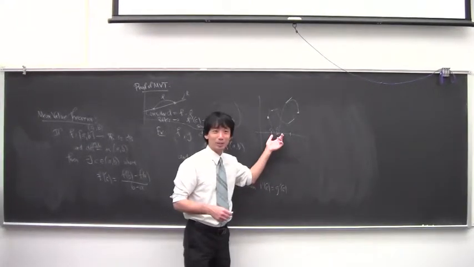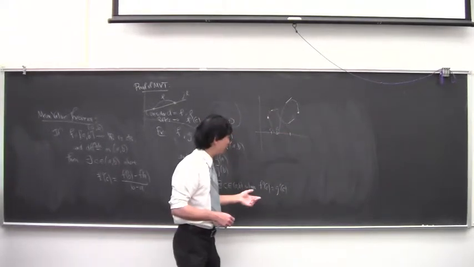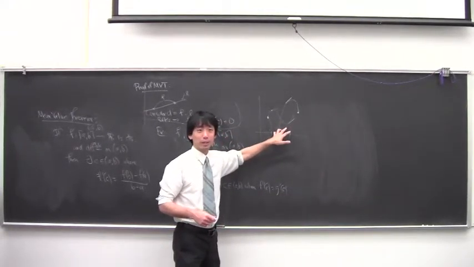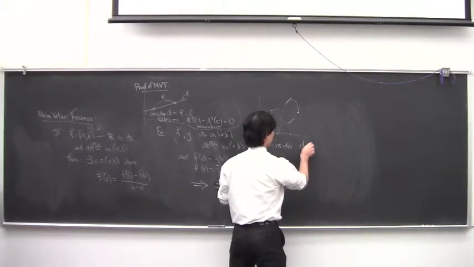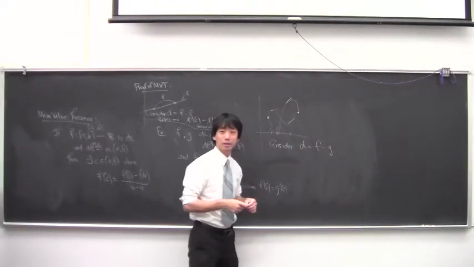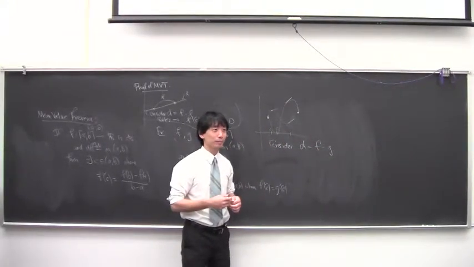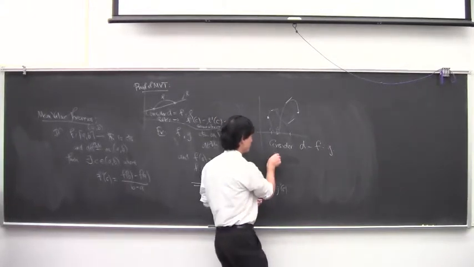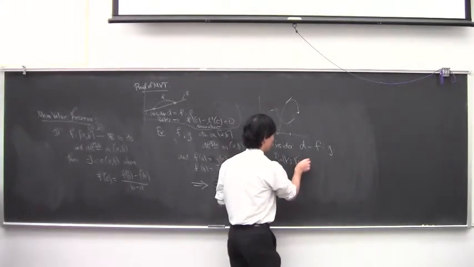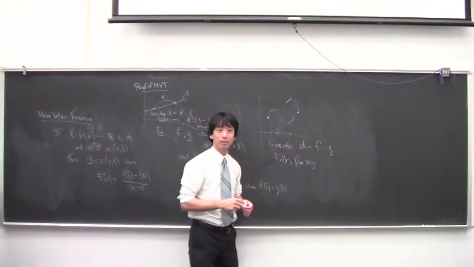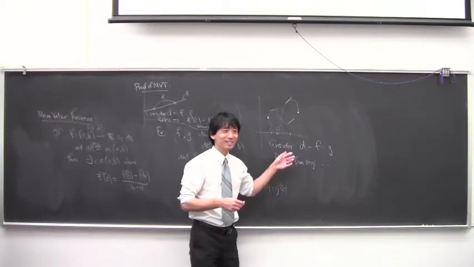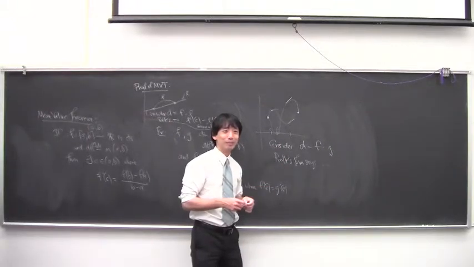Let's go back to this thing here. Okay. So let's just do exactly the same thing here. Right. Consider d equals f minus g. Consider d equals f minus g. Okay. So what does Rolle's theorem tell you?